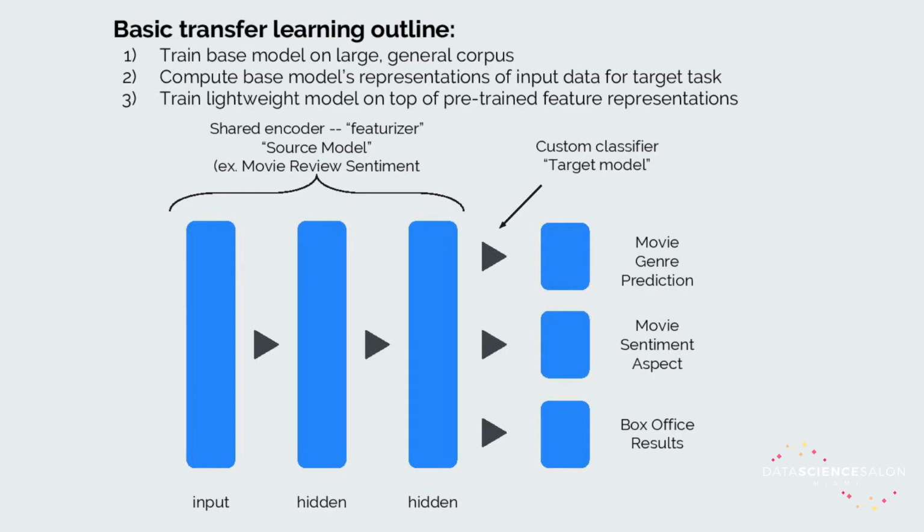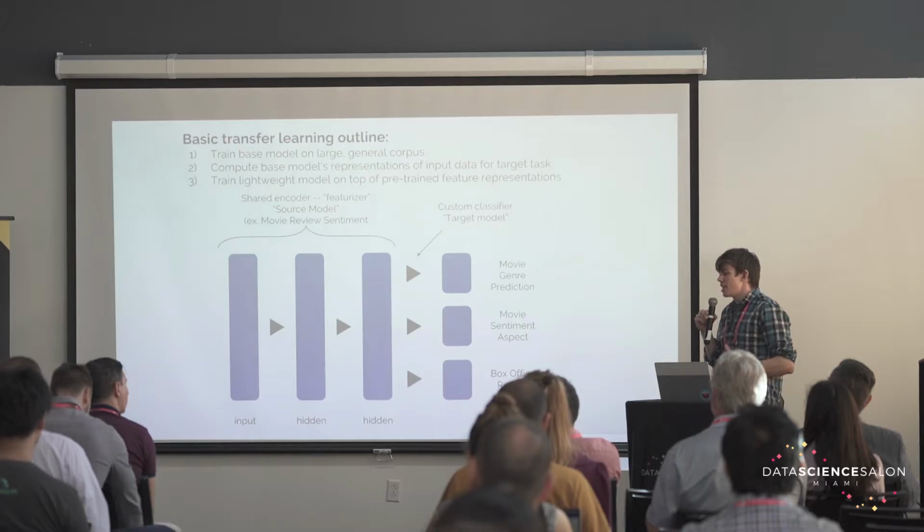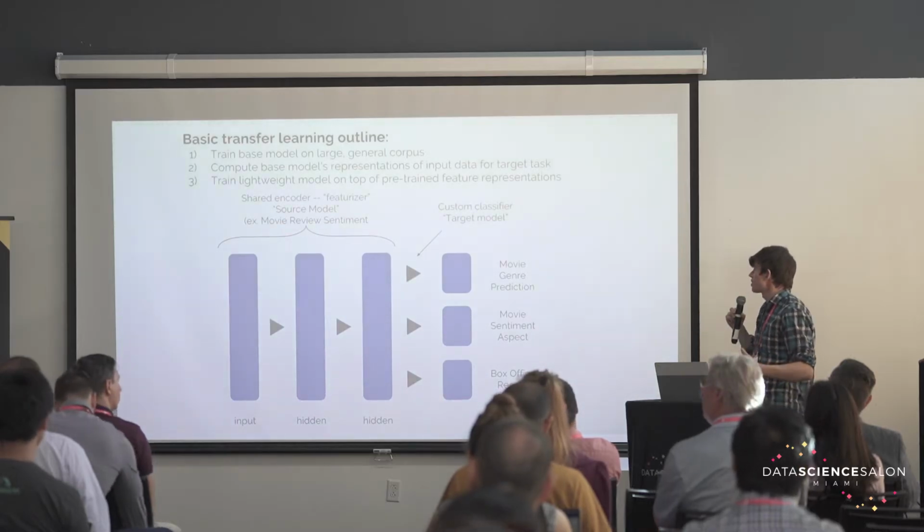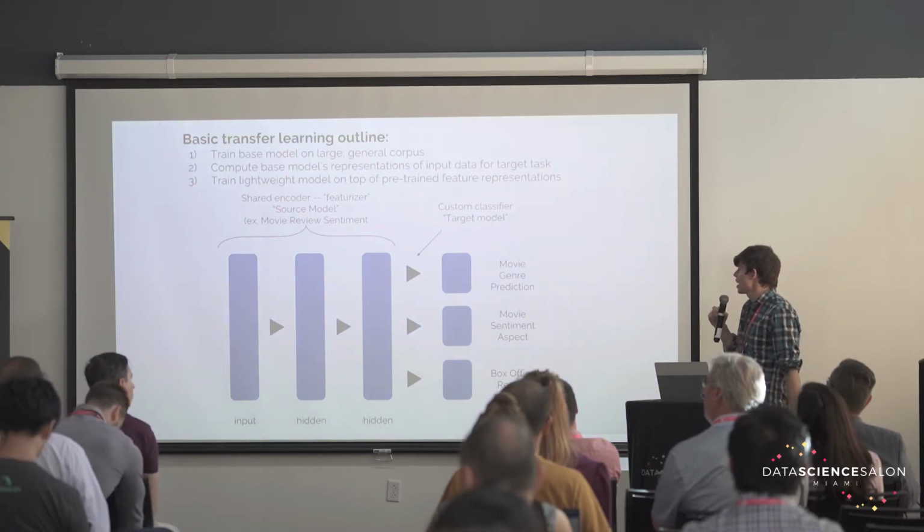So in general, the formula for transfer learning is to train a base model on a very large generic corpus. We're going to take the way in which the base model represents its input data and use that representation, the output of this little triangle here, as the pre-trained feature representation for a custom task.